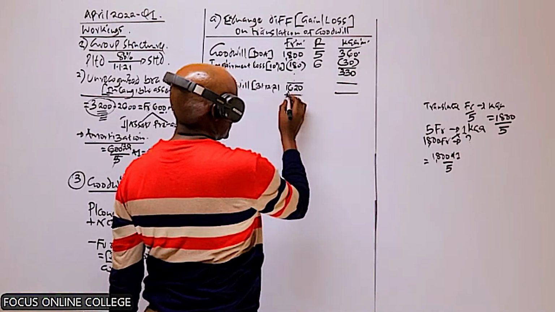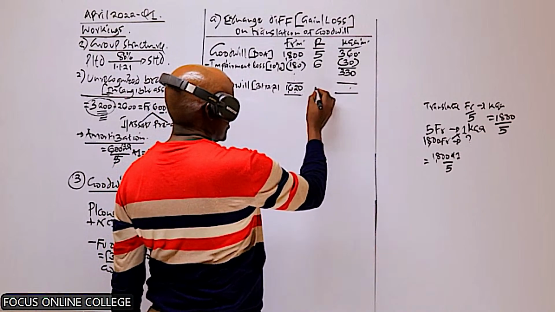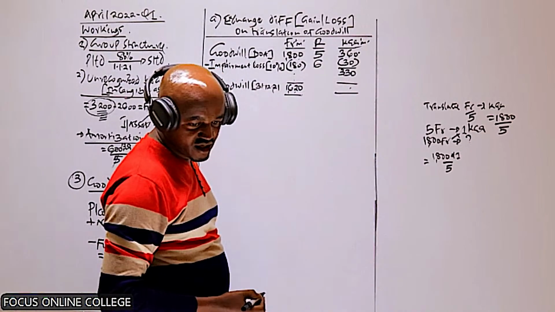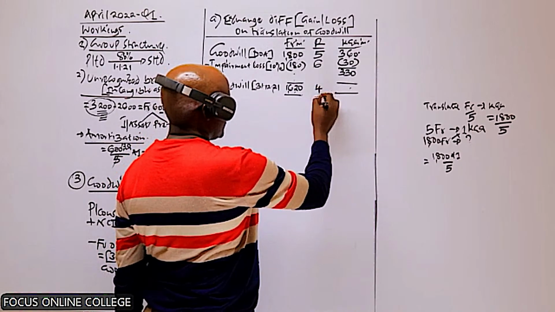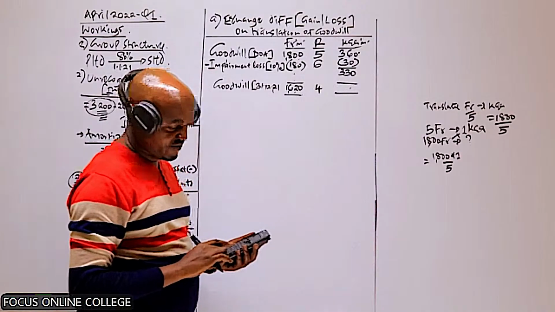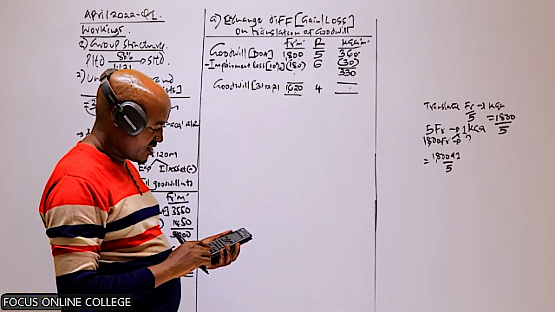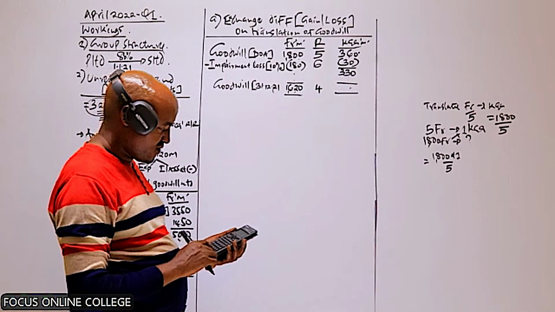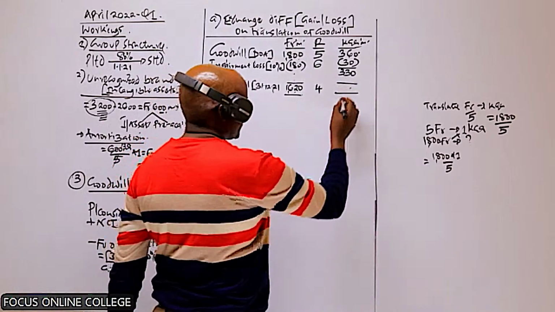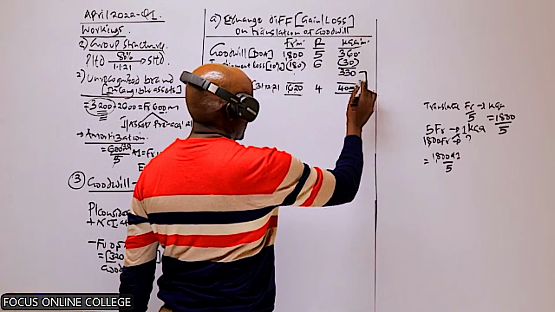Then what we do, we translate this goodwill at the end of the year into Kenyan shillings using the closing exchange rate. The closing exchange rate is 4. So we take this divided by 4, and that now will give us the value for goodwill at the end of the year in Kenyan shillings. That will give us 405.